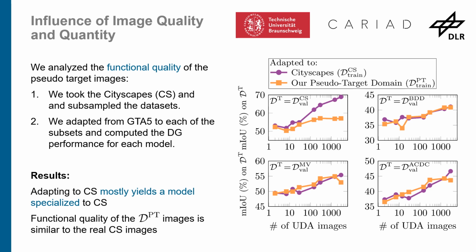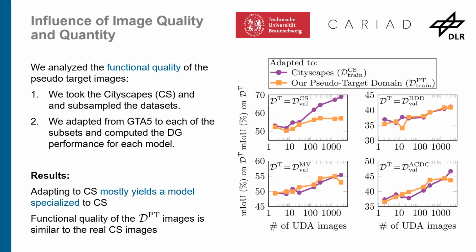Our approach introduces the question of the actual quality that the generated images have for the generalization task. We wondered if they are, for example, better than adapting to one of the specific target domains, for example, the Dynamic Cityscapes dataset. We hence subsampled the same amount of images from both datasets, so the pseudo-target domain and Dynamic Cityscapes, and adapted to these subsets. We can see the resulting performances of the models on the relevant target domains, so all our domain generalization target domains we introduced, on the right side of this slide.